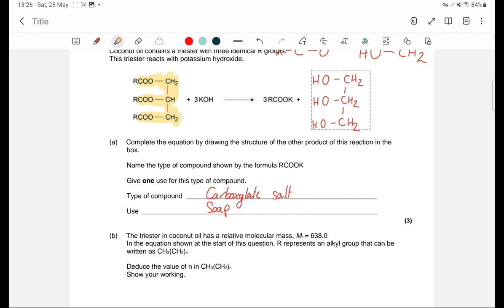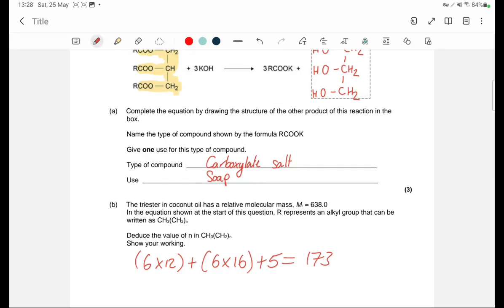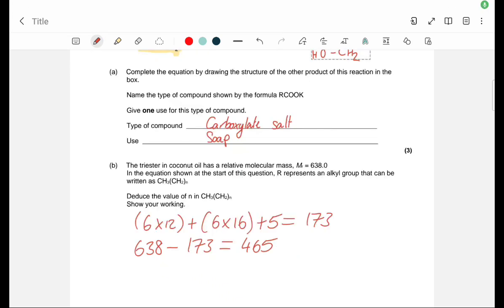Let's start by working out the MR of the highlighted section. In that section, there are 6 carbons, 6 oxygens, and 5 hydrogens. That adds up to an MR of 173. Now that we know the MR of the highlighted section, we can subtract that from the total MR to work out the MR of the 3 R groups. And then divide that by 3 to give you the value for each R group.